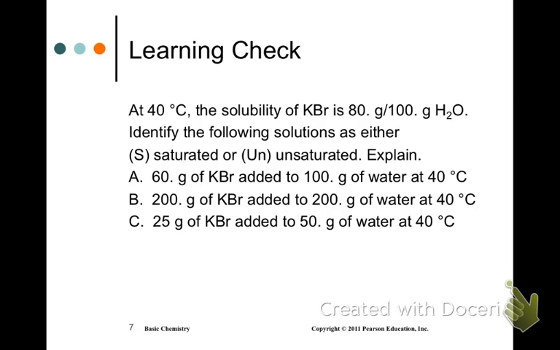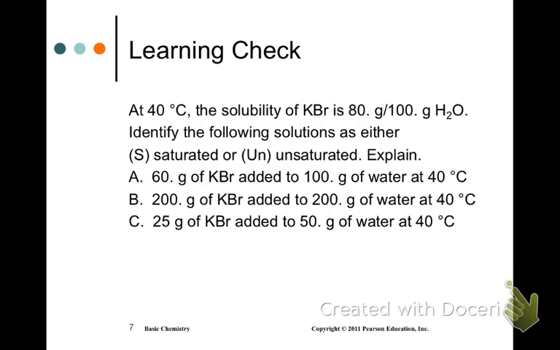So let's make sure you can do the homework. That's what these examples are. So here's a certain temperature at 40 degrees Celsius. The solubility of potassium bromide is 80 grams per 100 grams of water. You need to identify whether they are saturated or unsaturated. So if the solubility is 80 grams per 100 grams of water, that means if I have 100 grams of water, it could hold 80 grams of potassium bromide. Anything less than that, no problem. Put it in, stir it up, it'll all dissolve. If I put in more than 80 grams into 100 grams of water, though, 80 grams dissolves and the rest just lays on the bottom.